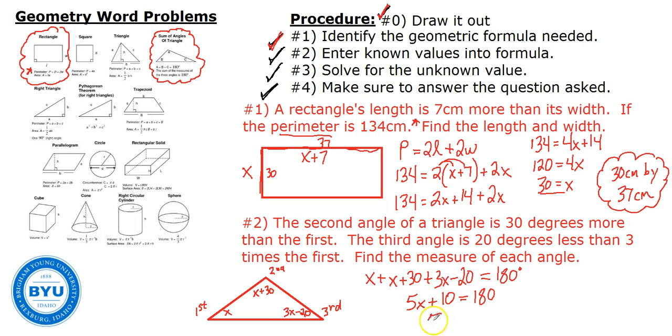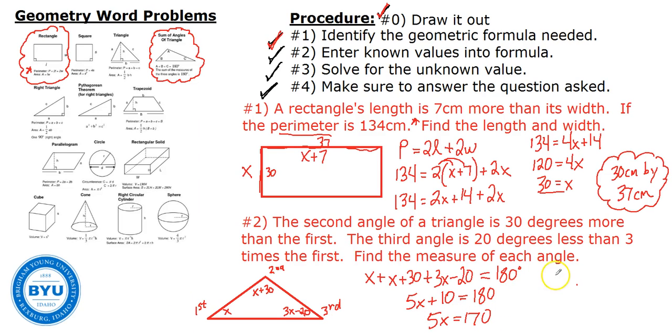We minus the 10 over to get 5x equals 170. And 170, when we use a calculator, divided by 5, gives us a value of x equals 34. Okay, now, that's step 2 and 3.